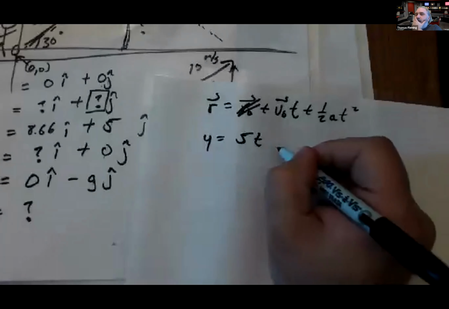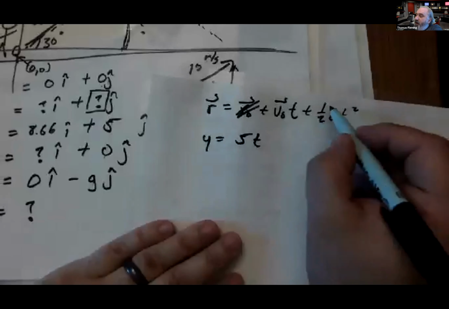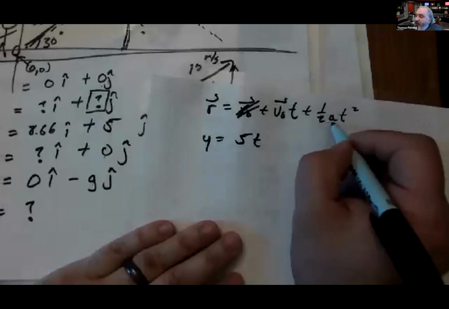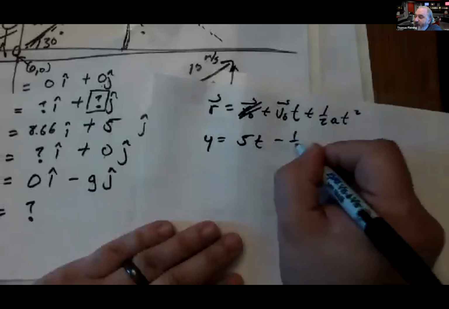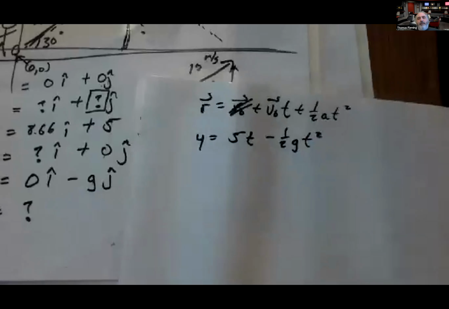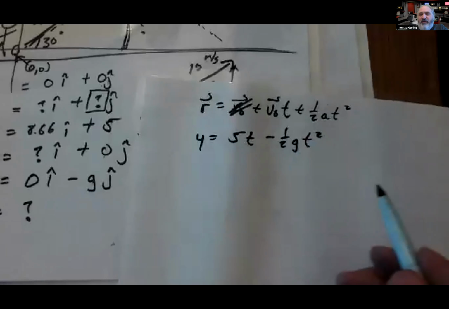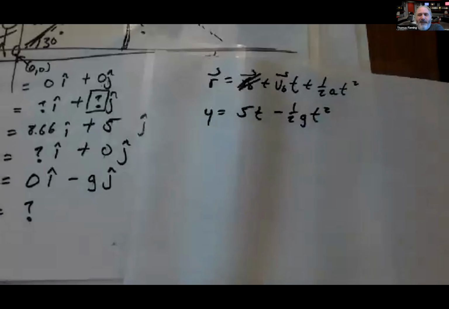Oh, but wait a second. Oh, no. Here I've got 1/2 times A, and A is 9.8. I'm going to write that as G. So negative 1/2 G T squared. I've made a mistake. What mistake have I made? I picked an equation that had 2 unknowns in it. I can't solve that yet. That sucks.